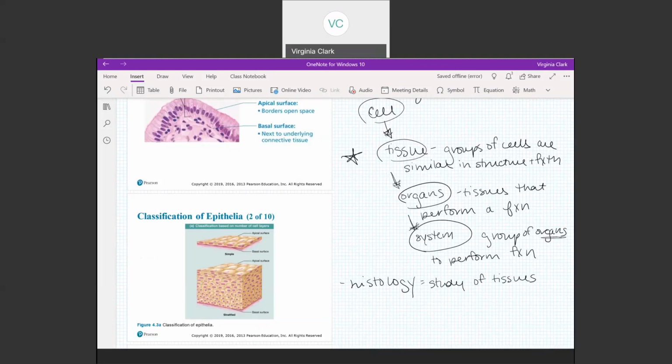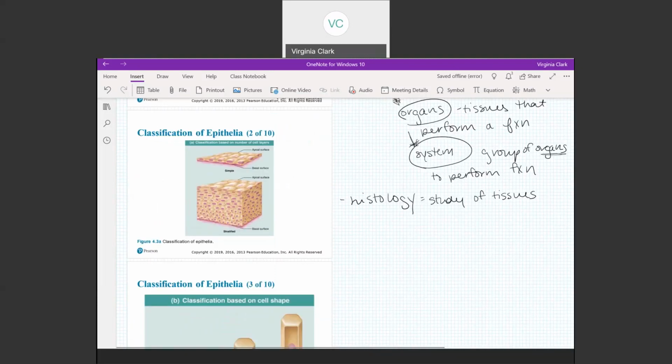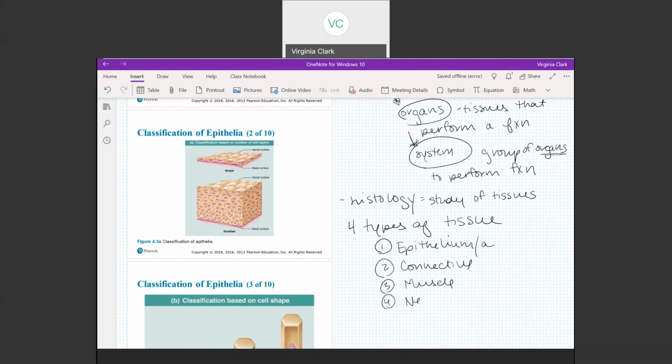For our tissues, there are actually 4 types of tissue. The 4 types of tissue are going to be epithelium. You may also see epithelia, which just means the plural version of it. Connective, muscle tissue, and then nerve tissue. We're going to spend most of today talking about these two. When we get to muscle and nervous tissue, we're going to cover these specifically after the midterm. So we're going to focus on epithelium and connective tissue.